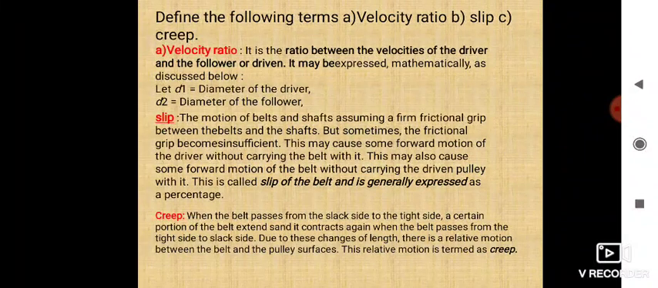Then third, creep. When the belt passes from the slack side to the tight side, a certain portion of the belt extends. It contracts again when the belt passes from the tight side to the slack side. Due to these changes of length, there is relative motion between the belt and the pulley surfaces. This relative motion is termed as creep. These are the important terms. If you go through the previous question papers, you will see these questions have been asked many times, so for that reason they are important.